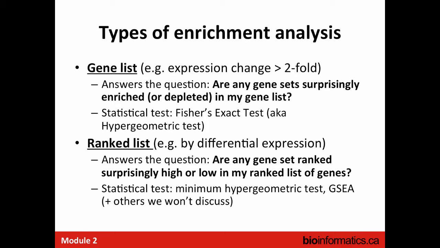Okay, and like I said, there's one test for that. And then say you're going to rank genes by differential expression. That's one way to do it. Maybe you rank them by expression itself, or the number of peptides that you're able to recover from the gene in a mass spec experiment. And in the ranked list, it answers the question, are any gene sets ranked surprisingly high or low in my list of genes?